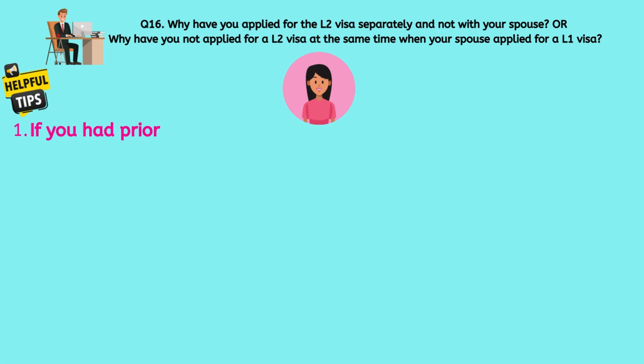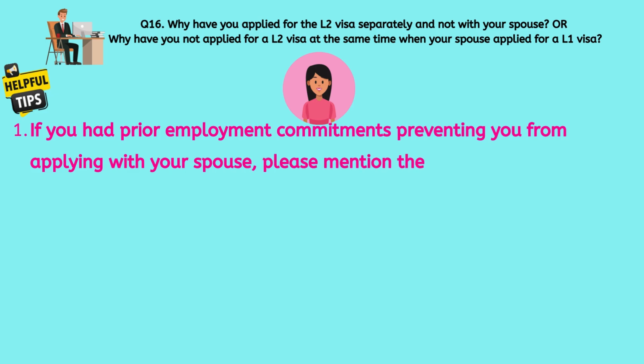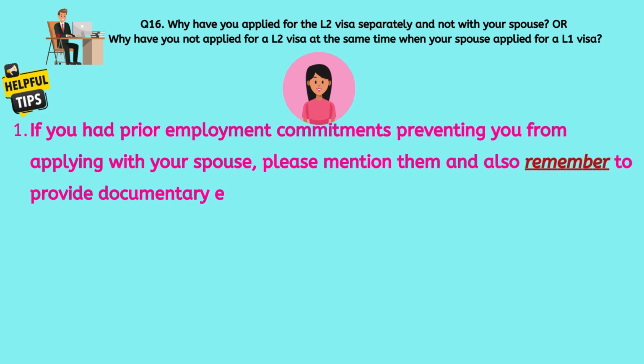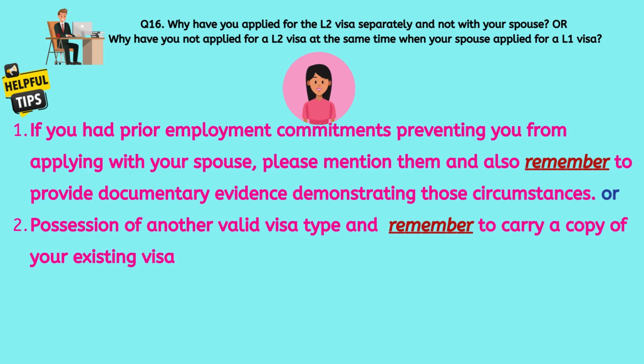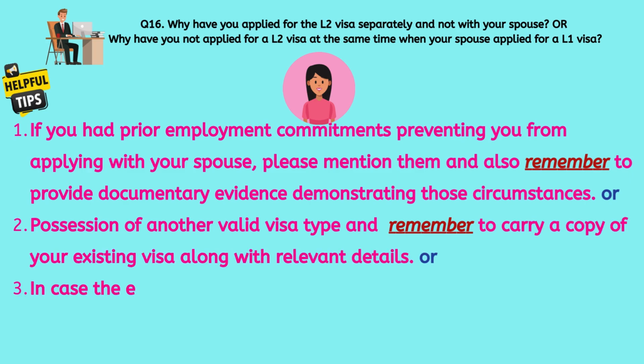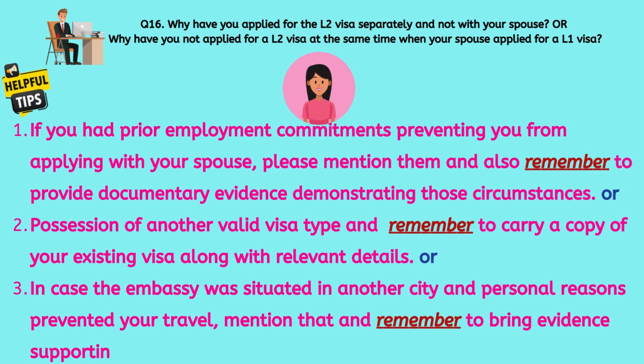You could state genuine reasons like number 1, if you had any employment related commitments, you could mention that. But please do make sure to carry some documentary proof to show the extraordinary commitment due to which you could not travel and apply with your husband. Or you already had another visa type at that time and now you wish to apply for an L2 visa to travel. Now please make sure to carry a copy of this valid visa and associated details.